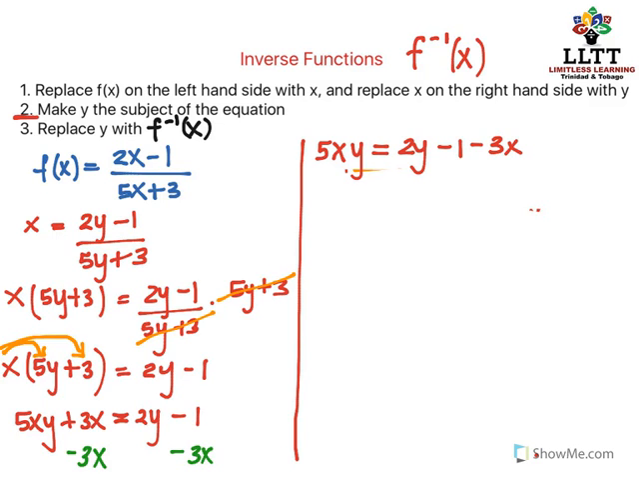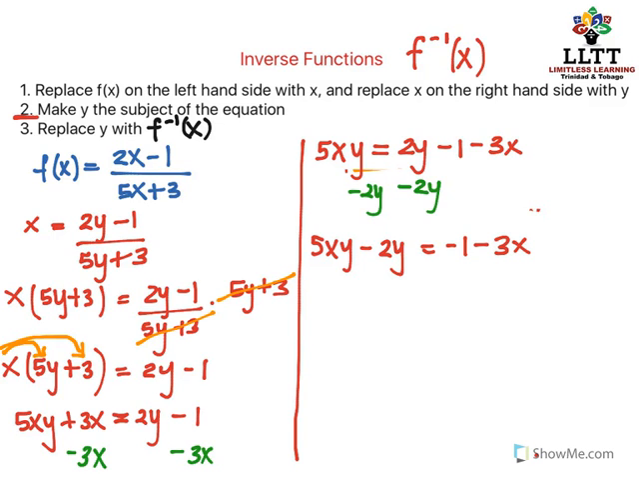Then I have a y term that's on my right, and I want to have everything that has a y attached to it on my left-hand side. So therefore, I'm going to take 2y from both sides. On my left-hand side, I now have 5xy minus 2y. On my right-hand side, 2y minus 2y will give me 0. And then I have 0 minus 1 minus 3x, which will be negative 1 minus 3x.